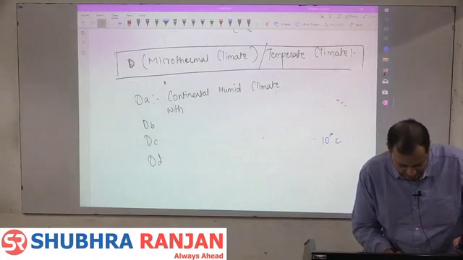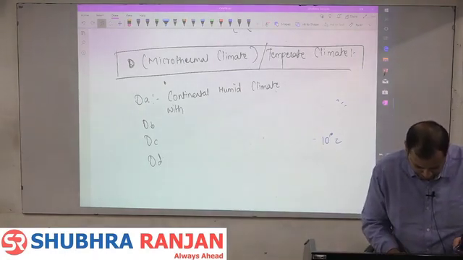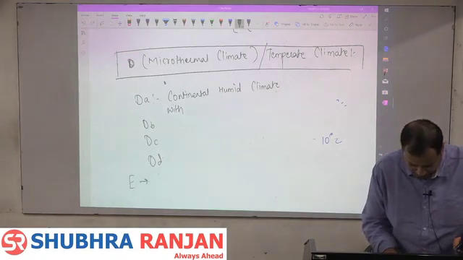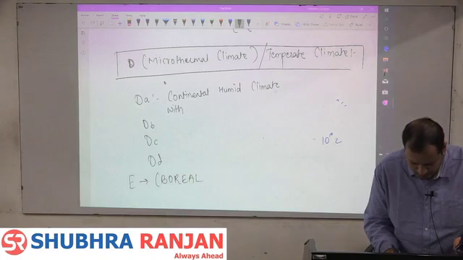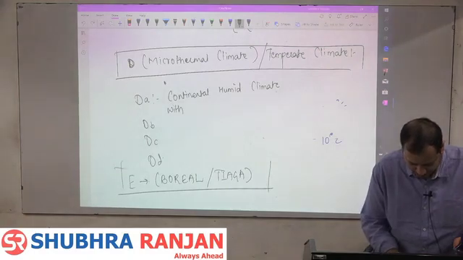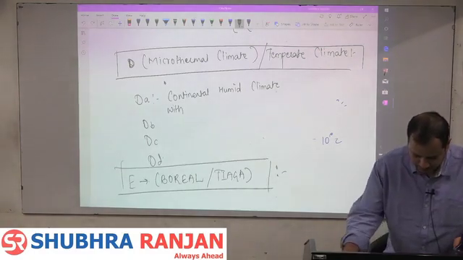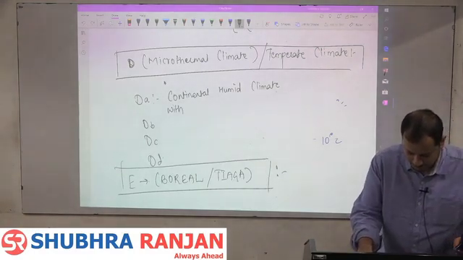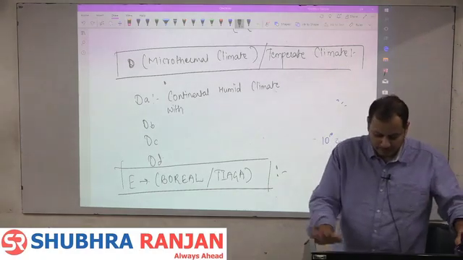E type of climate is boreal or taiga type of climate.